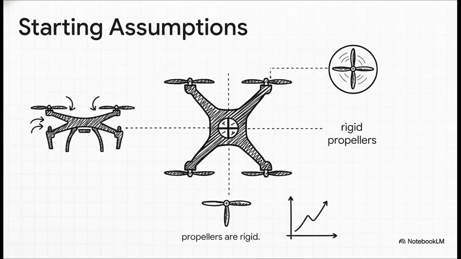But trying to model every single atom in vibration would be totally impossible. So engineers have to start with a few smart simplifications to make the problem manageable. For example, they'll assume the drone's frame is perfectly stiff, that it's symmetrical, that the propellers don't bend, and that forces like thrust and drag follow a nice, predictable formula. This creates a really solid foundation to build the rest of the model on.